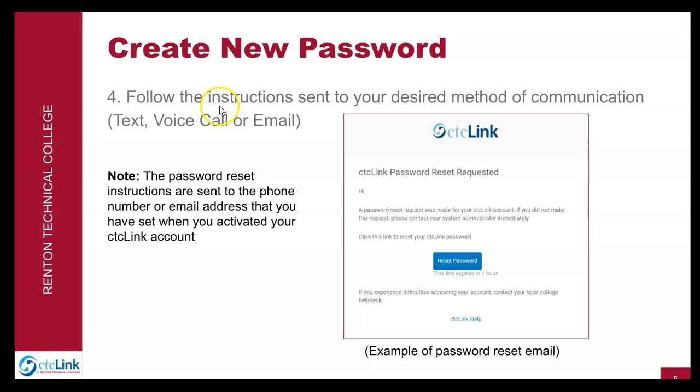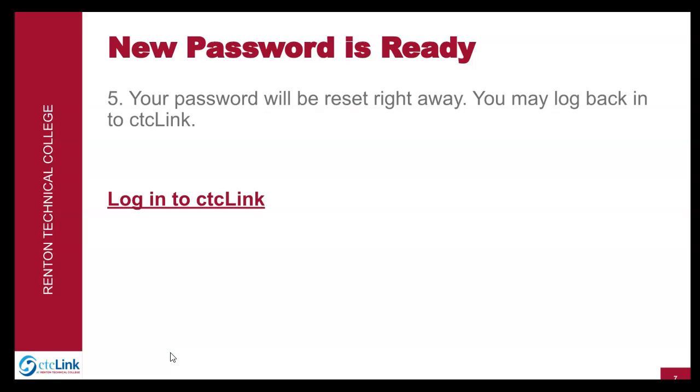So follow the instructions sent to your desired method of communication, that was text, voice call, or email. The password reset instructions are sent to your phone number or email address that you have set when you activated your ctcLink account. So here you're going to receive a message that you requested a password change. This is an example of the email that you're going to receive.